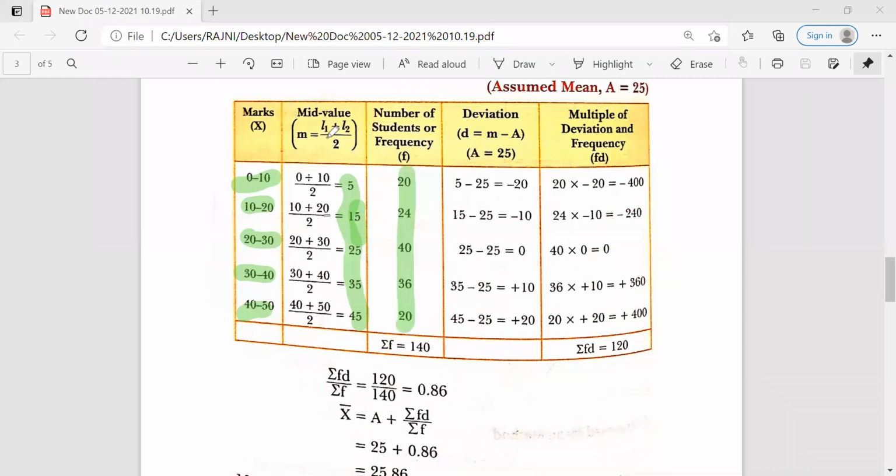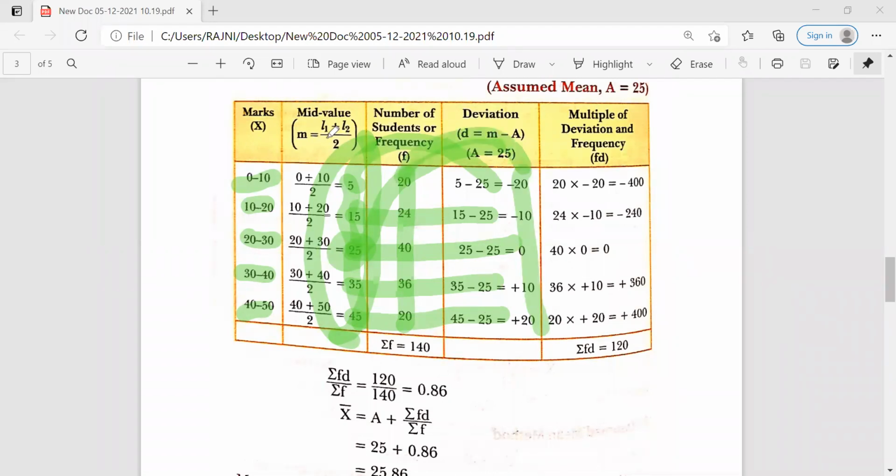After that, what will you do? From the mid values, we will assume the mean. Let us assume 25 as the mean. Then deviations will be found out: 5 minus 25, 15 minus 25, 25 minus 25, 35 minus 25 and 45 minus 25. These are the deviations.